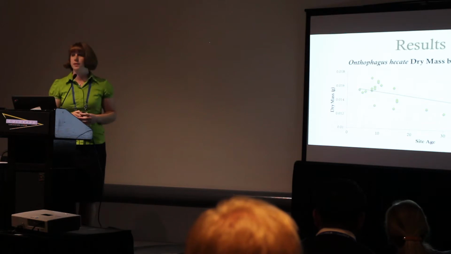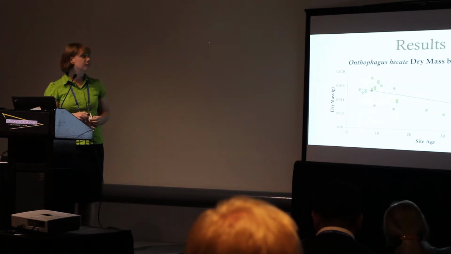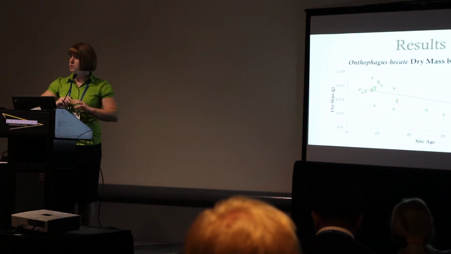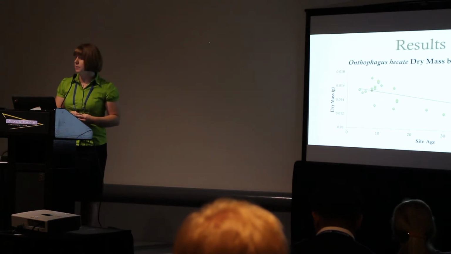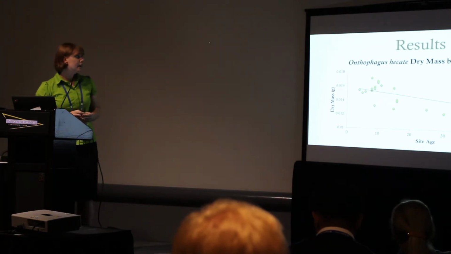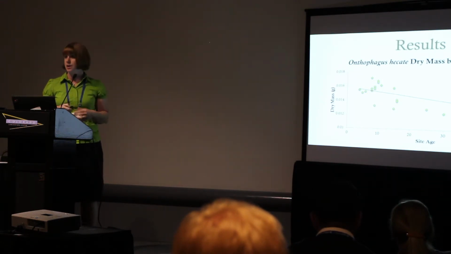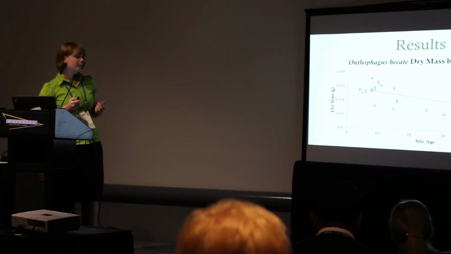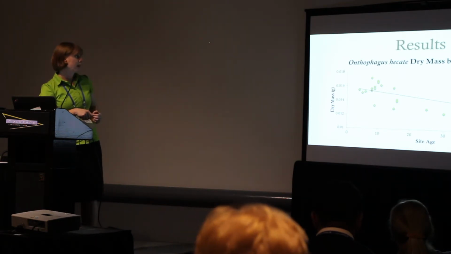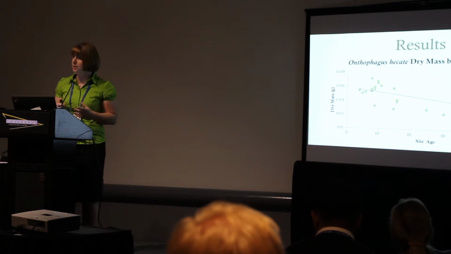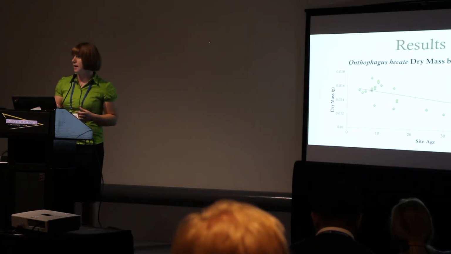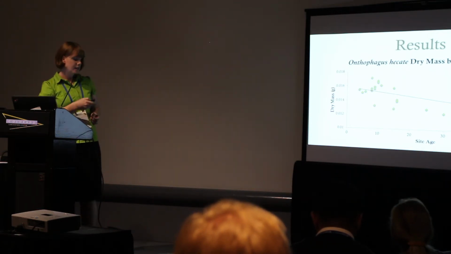We also have a specific effect for one of our other species. Onthophagus hecate is the most common of the species of dung beetles that we're finding in these prairie sites, and there is also a site age effect for this species. However, this time the y-axis of the graph is the average dry mass for all of the Onthophagus hecate encountered in each of those sites, and then compared against the site age.